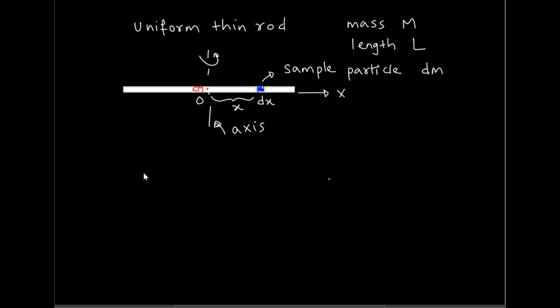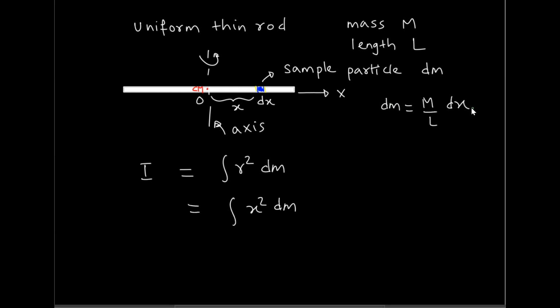Now, how do I write the moment of inertia? I know that I'll have to integrate using r square dm. Here r is the distance of the particles. For us, it is x. So x square dm. Now, if I look at this dm, how can I write that? I can write it as mass per unit length into length of the particle, which is dx. So we can substitute that here. Integral x square, this will be m over L into dx.